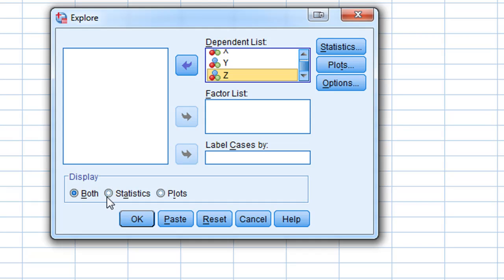I'm going to request both statistics and plots, even though we're only using the plots for this example, and we'll just ignore the statistics. But if you just wanted the plots, then you would click here, and that'll include some other plots as well, not only stem and leaf plots. So we're ready to go.